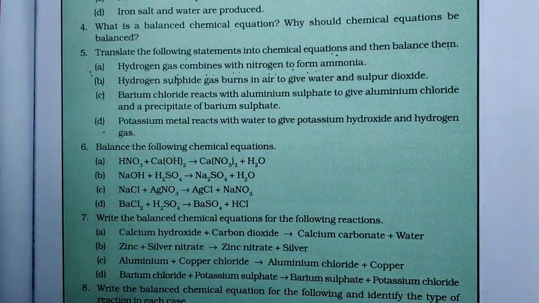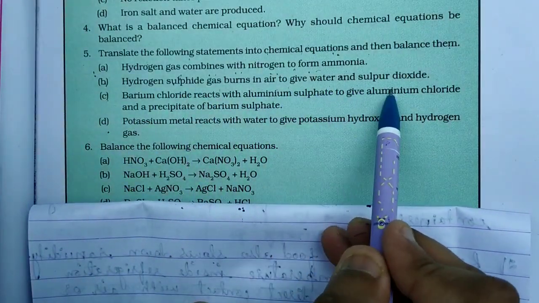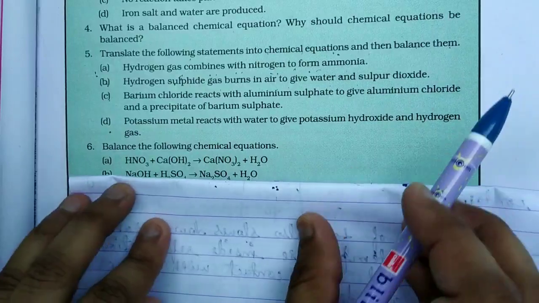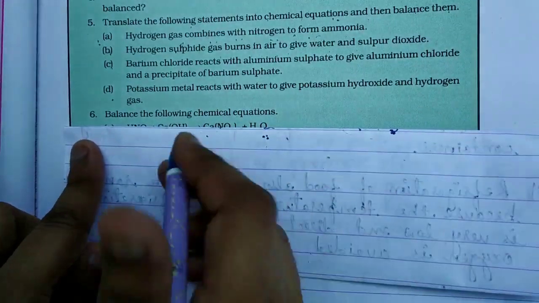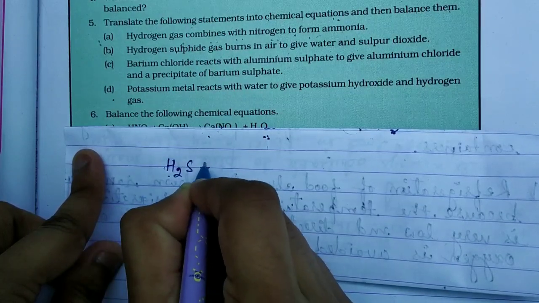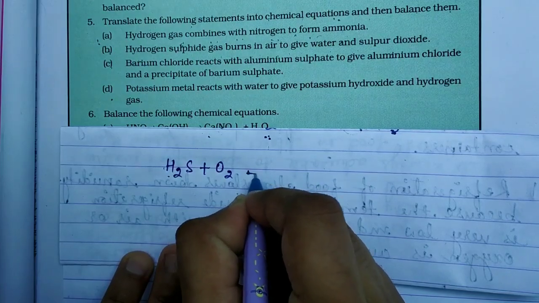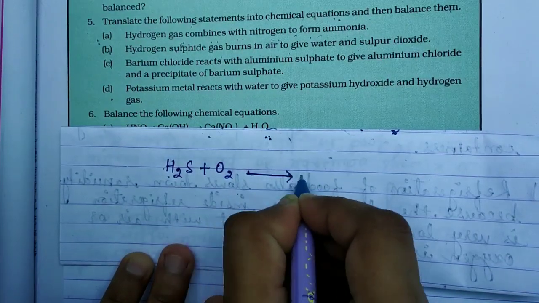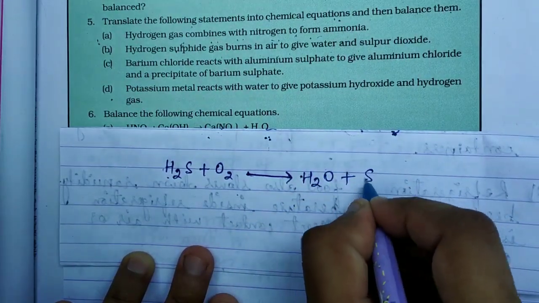Second, hydrogen sulfide gas burns in air to give water and sulfur dioxide. So this equation, C, can be written as H2S plus O2. Firstly I will write it here unbalanced. Then I will tell you how we will balance it. H2O plus sulfur dioxide is SO2.